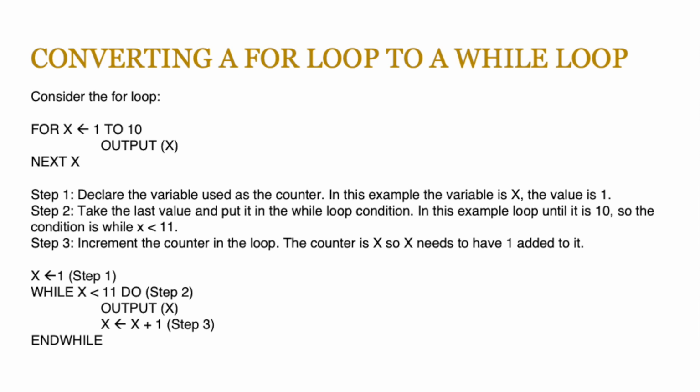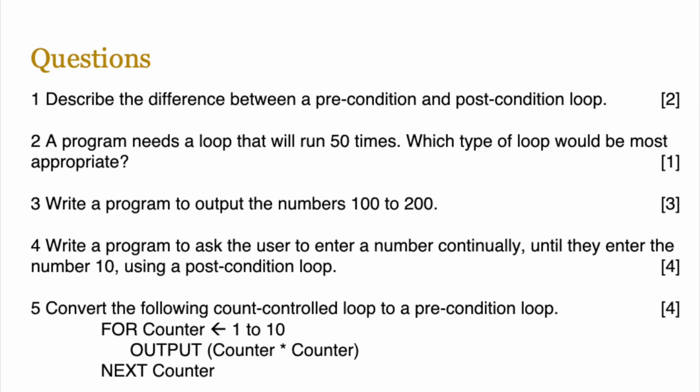However, your job in the exam would be to pick the most efficient way to do an iteration. So if they give you a fixed number of times, then better to use a count control loop like a for loop. If they ask you to check a condition first, then a precondition loop should be used. And if they ask you to run the code at least once, then a post condition loop should be used. That's all for this lesson.